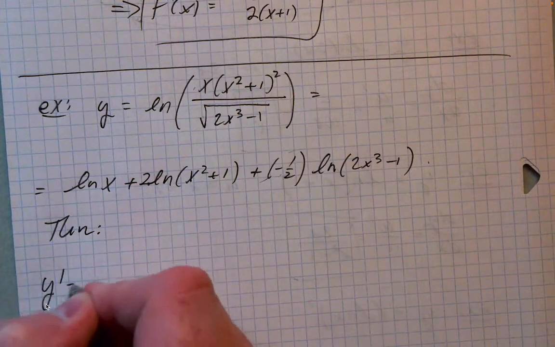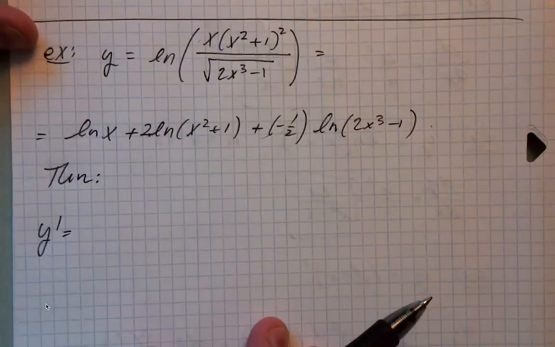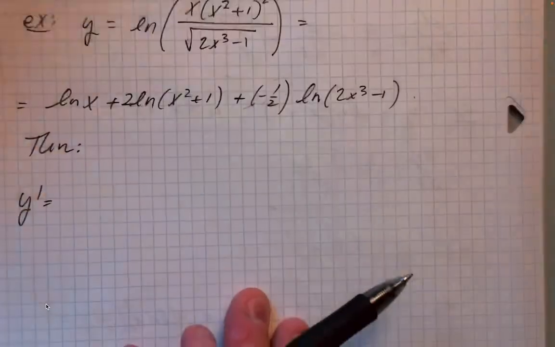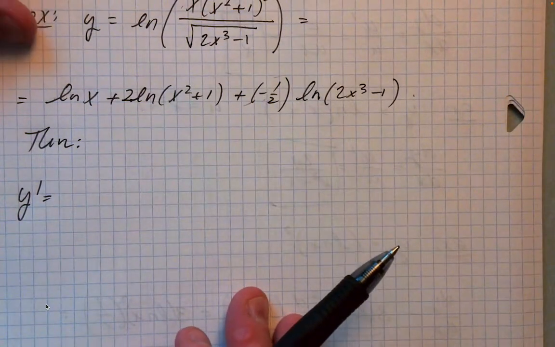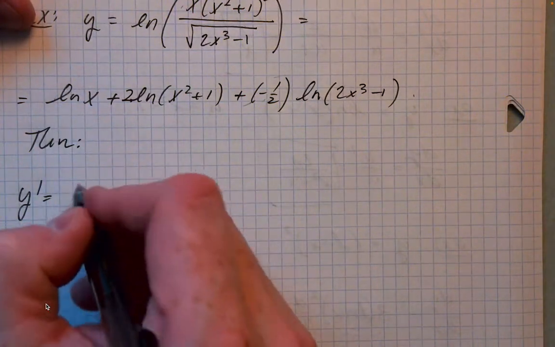Okay, so then y prime, we're going to differentiate all of these pieces. We're just going to go through this and differentiate what we can, and write down the next steps if we need them. So what's the derivative here? Well, natural log of x we know is just 1 over x.